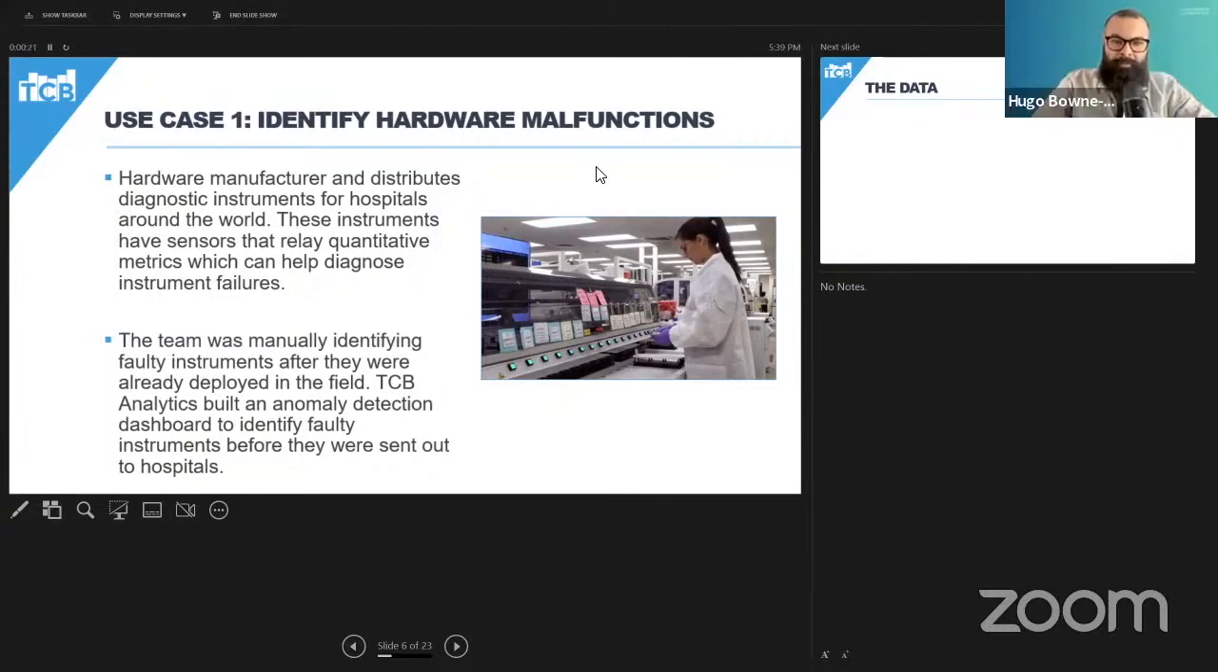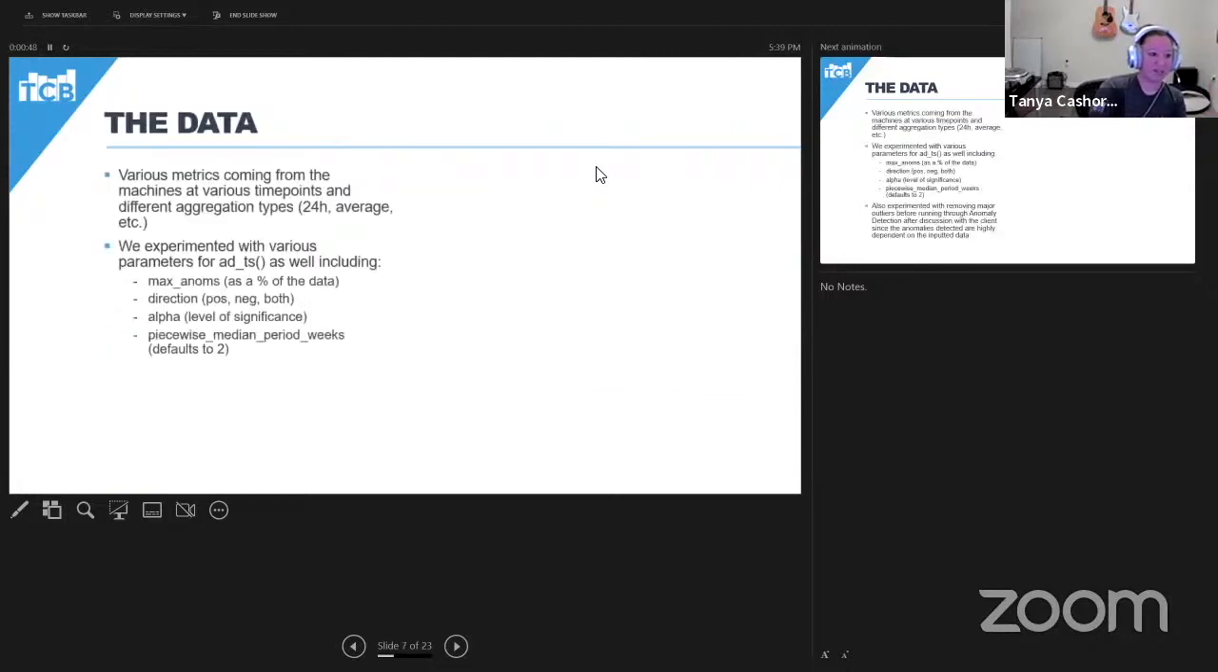Amazing. And with any hardware, there's going to be hardware failures. So they were manually identifying those faulty instruments after they were deployed in the field, which is pretty typical. A complaint gets sent in, it gets shipped out, gets repaired or whatnot, and sent back out. But one of our contacts there thought, there's no way we couldn't catch these first, because there's a ton of data coming off these machines. The data is a bunch of metrics at various time points. And I thought this is a perfect use case for anomaly detection.